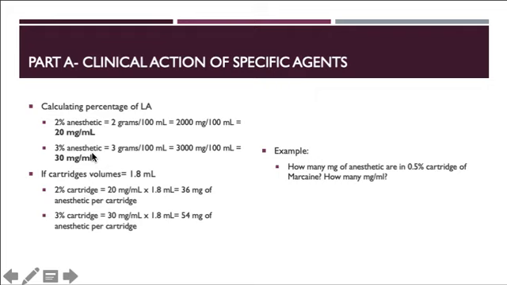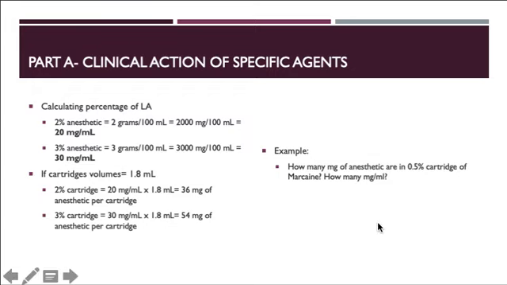3% is done in the same fashion, 4%, and so on. Now this number can then be used to calculate the milligrams of local anesthetic in a carpule. Now if we take the carpule's total volume to be 1.8, and multiply that by the milligrams per mil, then we get the milligrams of total local anesthetic in the carpule.